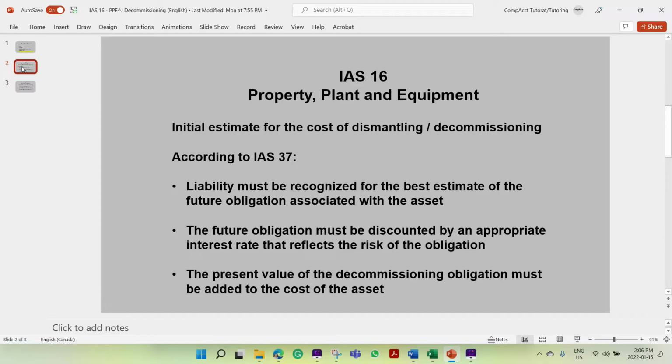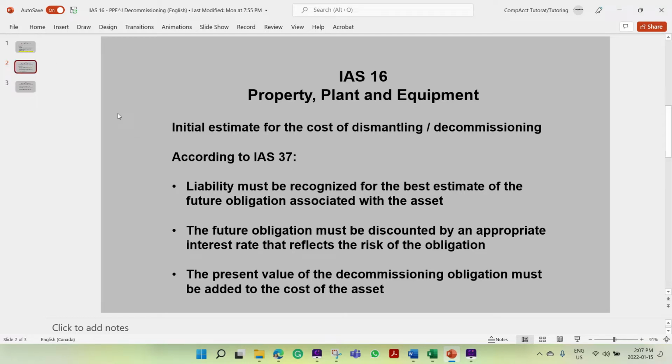So according to IAS 37, the liability must be recognized for the best estimate of the future obligation associated with the asset. So oil and gas companies, mining companies, chemical companies, they must estimate the cost that's gonna be at the end of the exploitation of a site, of an asset, to bring back the site to its initial condition. So there's a cost that has to be estimated. So your operations team, your finance team has to come together and estimate a cost for those obligations.